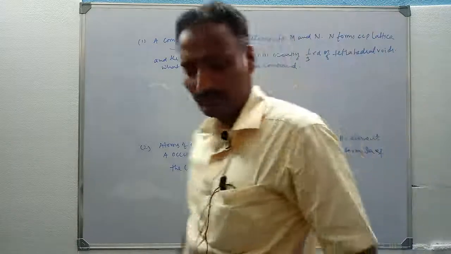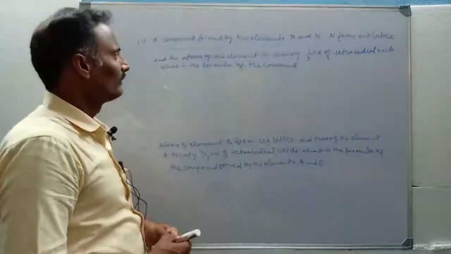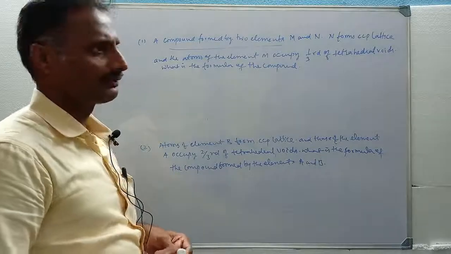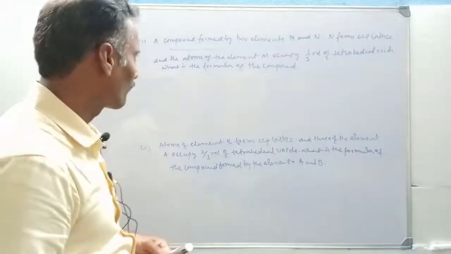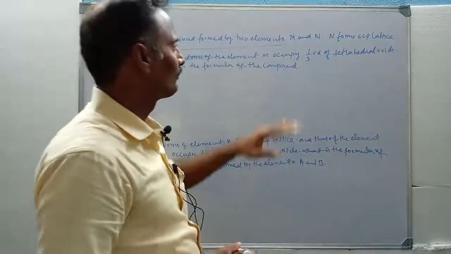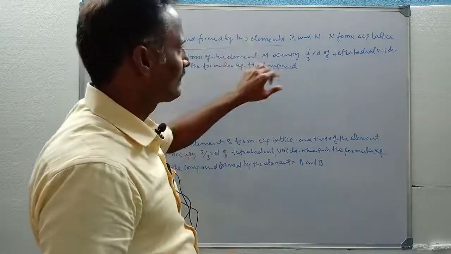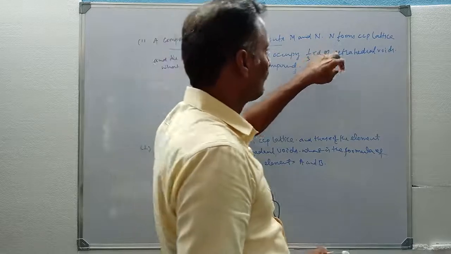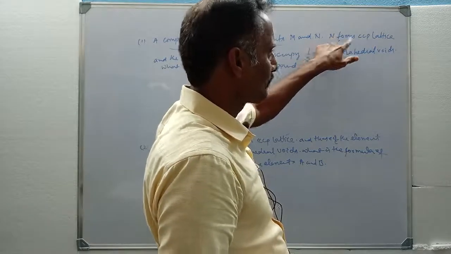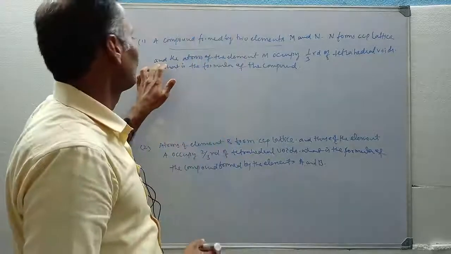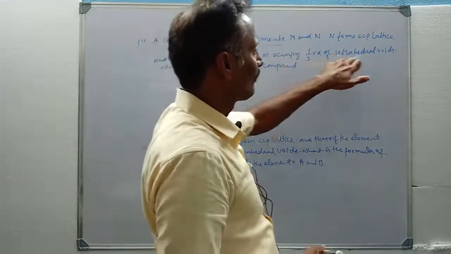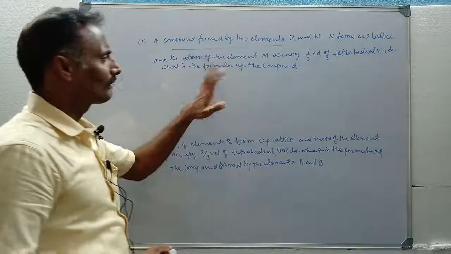So this is the problem to calculate the formula of a compound based on the number of tetrahedral voids and octahedral voids. A compound is formed by 2 elements M and N, and here N forms a CCP lattice. The atoms of the element M occupy 1/3 of tetrahedral voids. What is the formula of the compound?